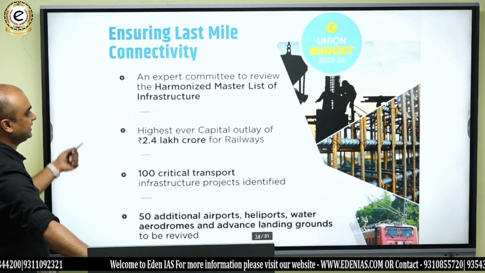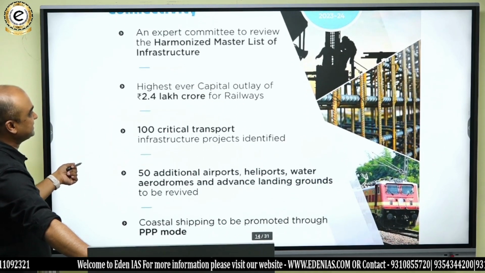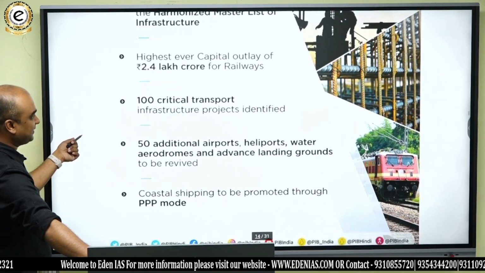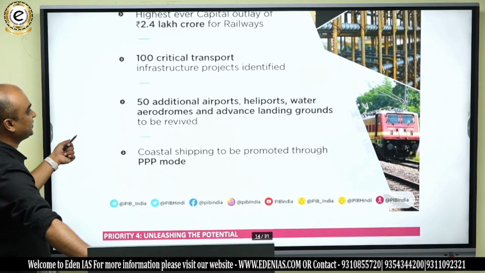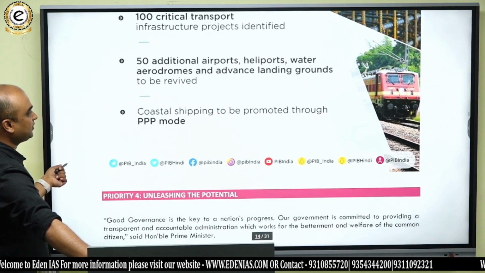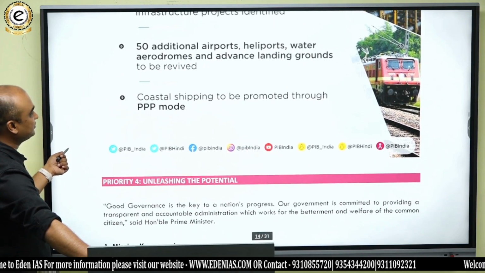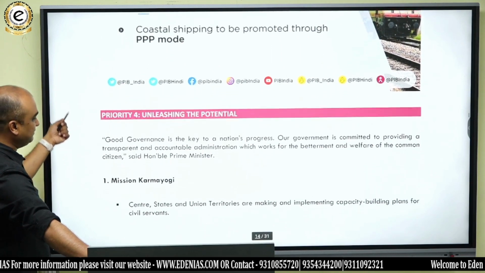Ensuring last mile connectivity, an expert committee to review the harmonized master list of infrastructure, highest ever capital outlay 2.4 lakh crore for railways, 100 critical transport infrastructure projects identified, 50 additional airports, heliports, water aerodromes and advanced landing grounds to be revived, coastal shipping to be promoted through PPP mode.